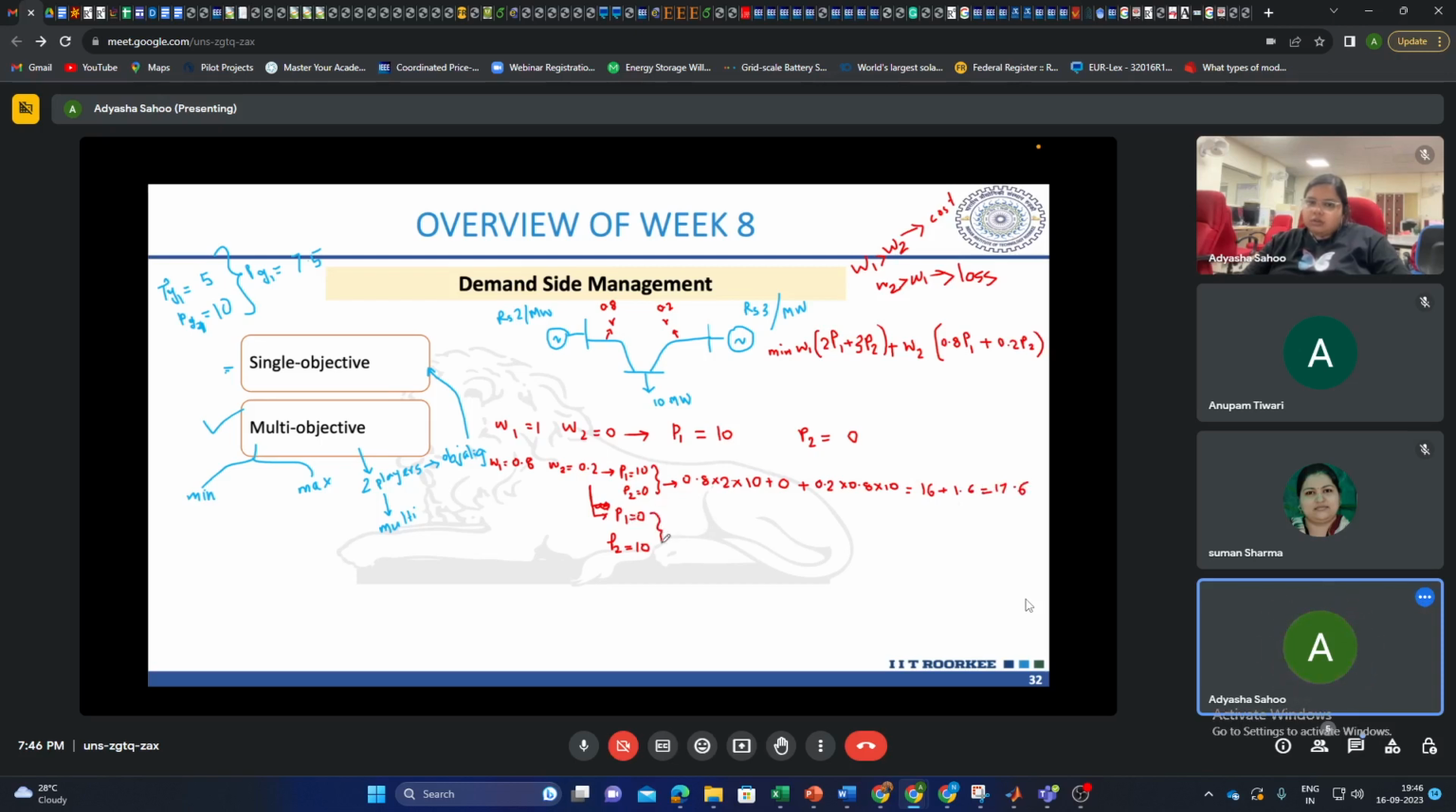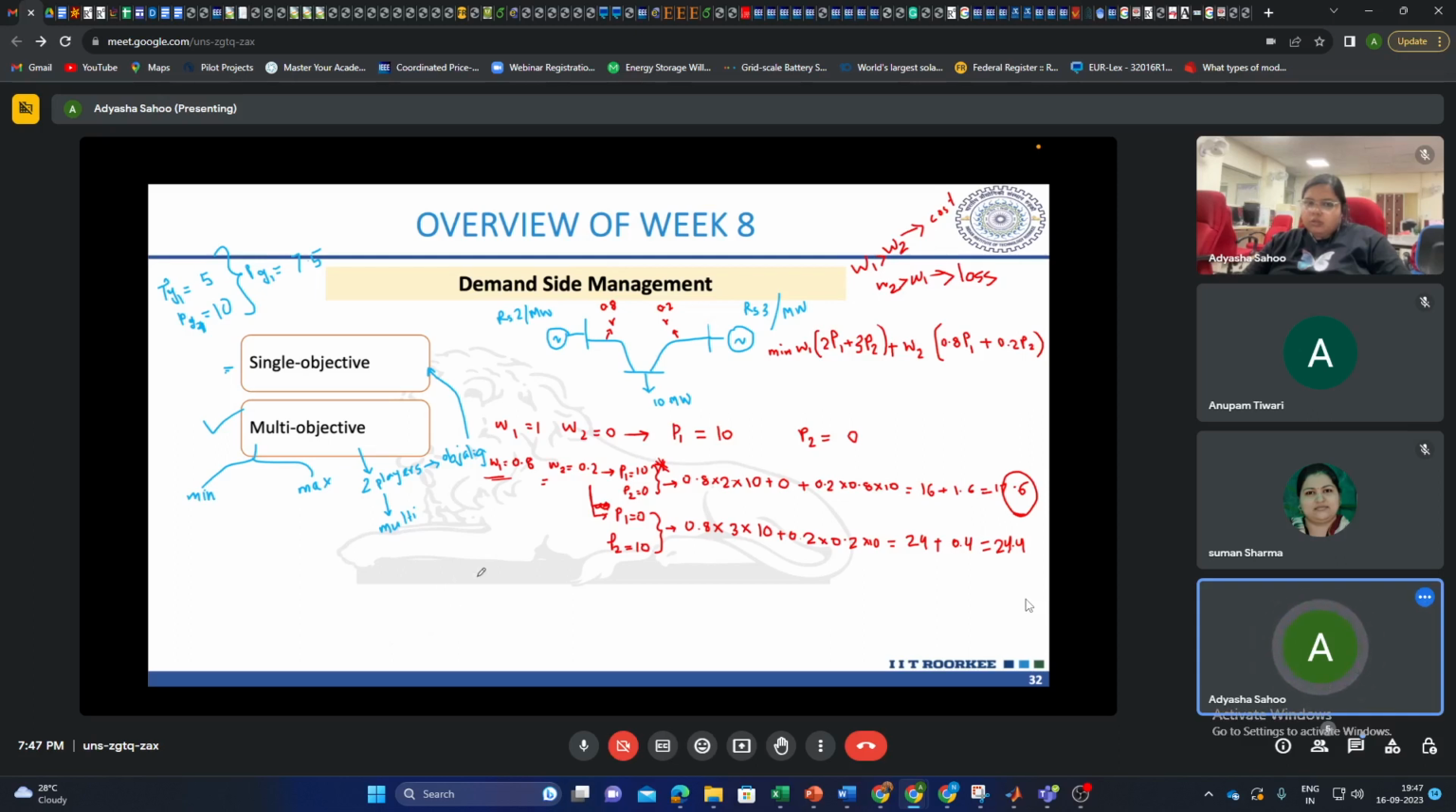And if we consider this one, what will be our objective? It will be 0.8 into 3 because P2 is non-zero here, and 10 plus 0.2 into 0.2, because now this line is power flowing, into 10. That will give me 24 plus 10 to 0.4, so 24.4. So what is the minimum between these two? This is 17.6. So this will be my optimal when W1 is 0.8 and W2 is 0.2.